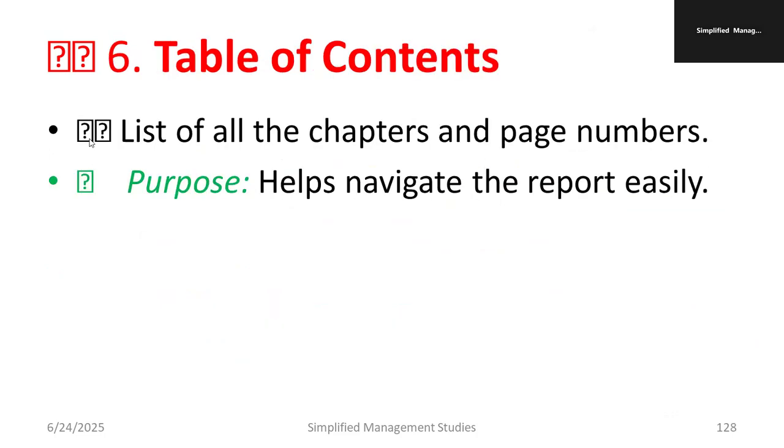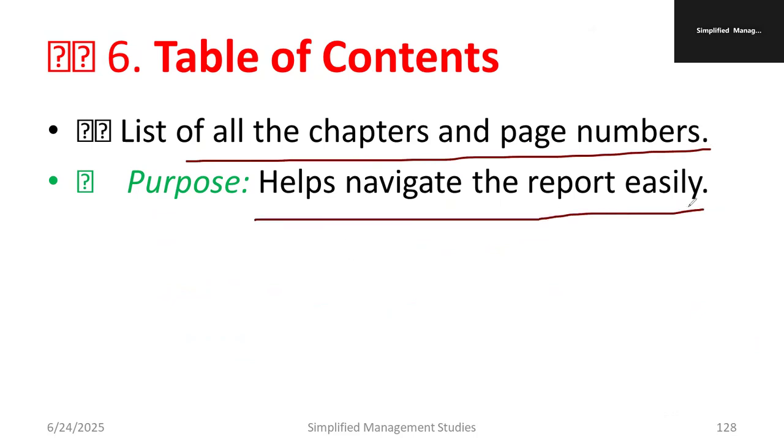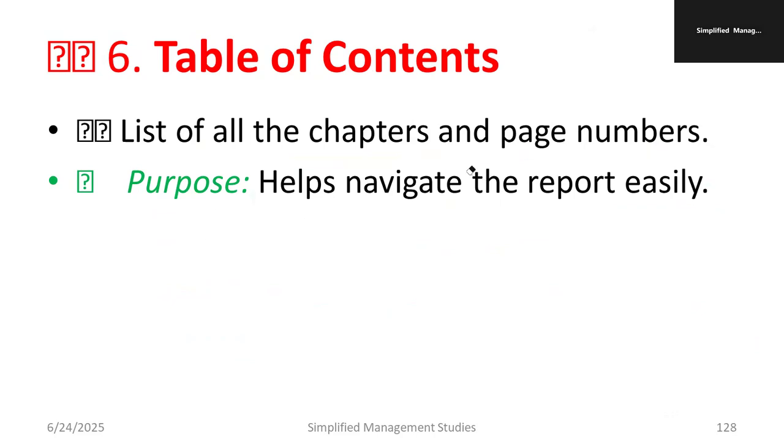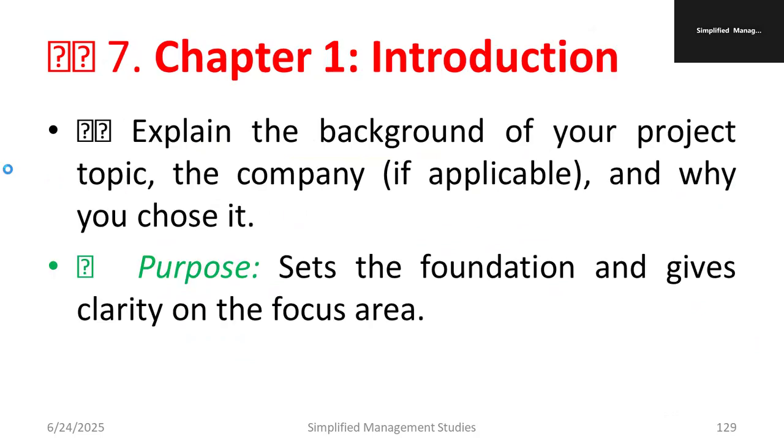Coming to the table of contents, it lists all the chapters and page numbers. It helps to navigate the report easily. Suppose I'm interested in chapter 5. I'm interested in the results. So directly I can find out where the results are. Similarly, introduction is chapter number 1. Usually we keep the introduction as chapter number 1.